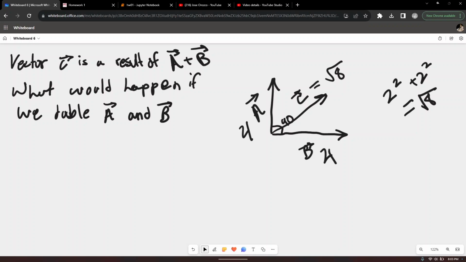So make this 4, make that 4. Well, let's have a look. This becomes 16 plus 16, which is 32. Radical 32. Now we get radical 32.